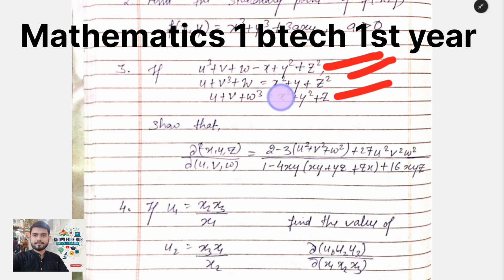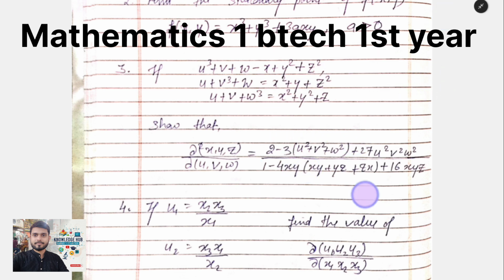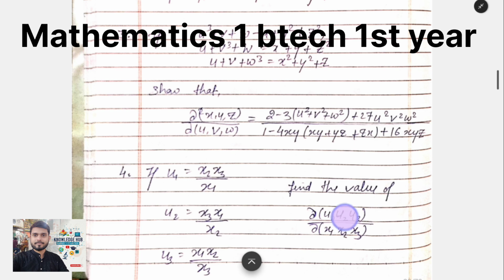Now you solve from this, including del(x,y,z) and del(u,v,w). On solving both and dividing from this, you definitely get this answer. This is also one type of proving question.